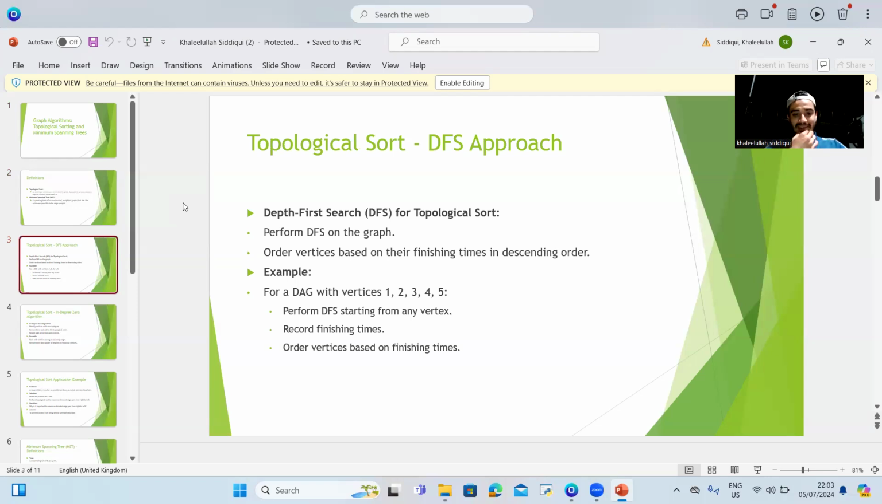Topological sort, DFS approach. DFS is known as depth first search. For topological sort, it performs DFS on the graph and orders vertices based on their finishing time in descending order. Example for a DAG with vertices 1, 2, 3, 4, 5: perform DFS starting from any vertex, record finishing times, and order vertices based on finishing time.